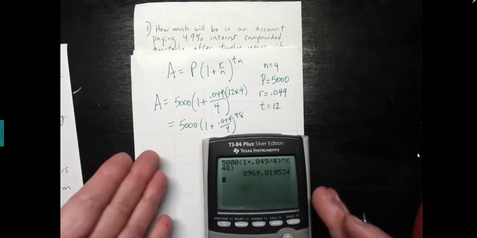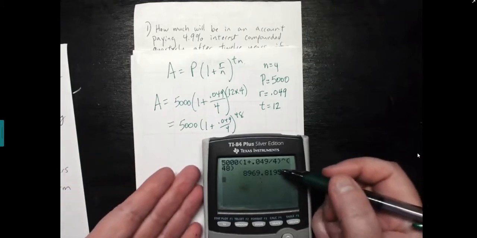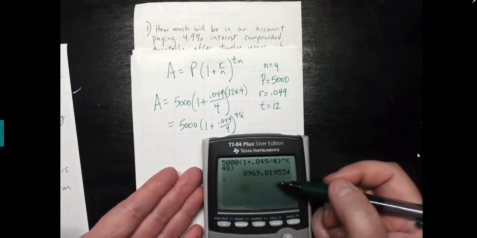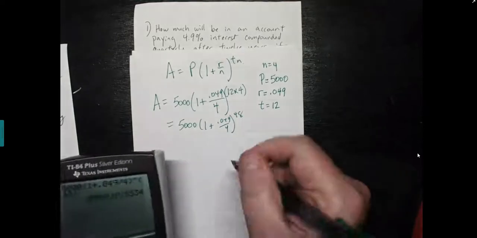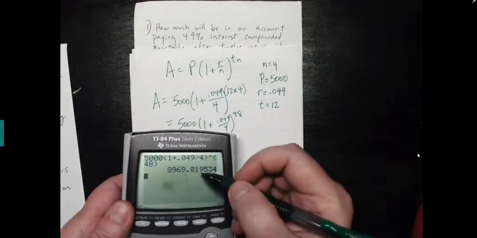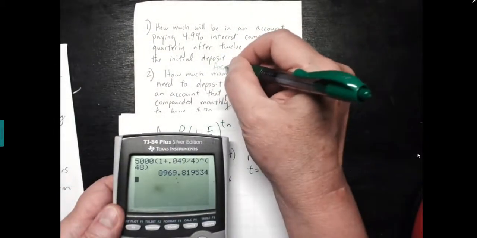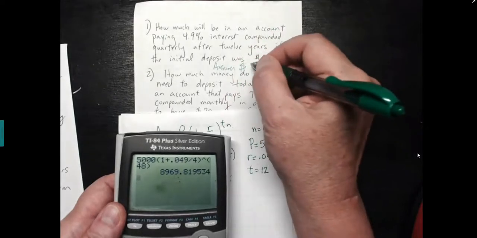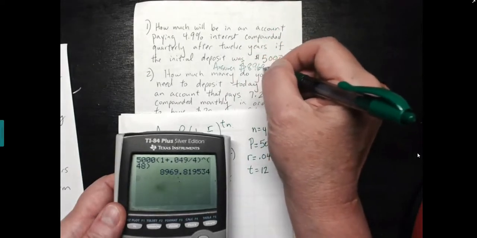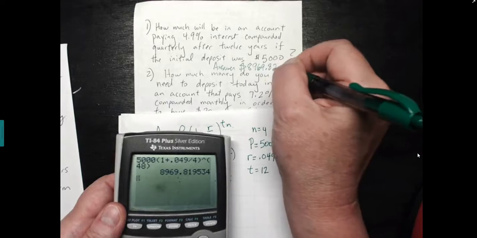Now, how much money are we going to have? Well, money is in dollars and cents, so it's understood we'll round that at 2 decimal places, so the answer here is going to be $8,969.82.